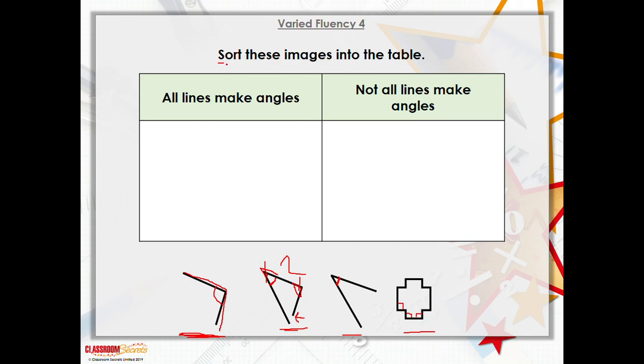And it's asking us to put the images into the table. All lines make angles. Not all lines make angles. Well, the first one, we can clearly see this shape here. All these lines are joined together to create a shape. And because those lines are joined together, it has created angles, all the lines.